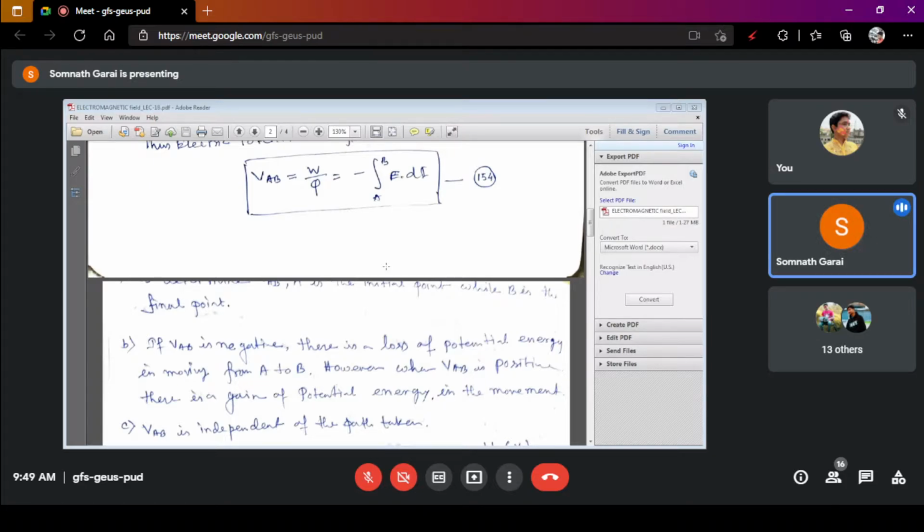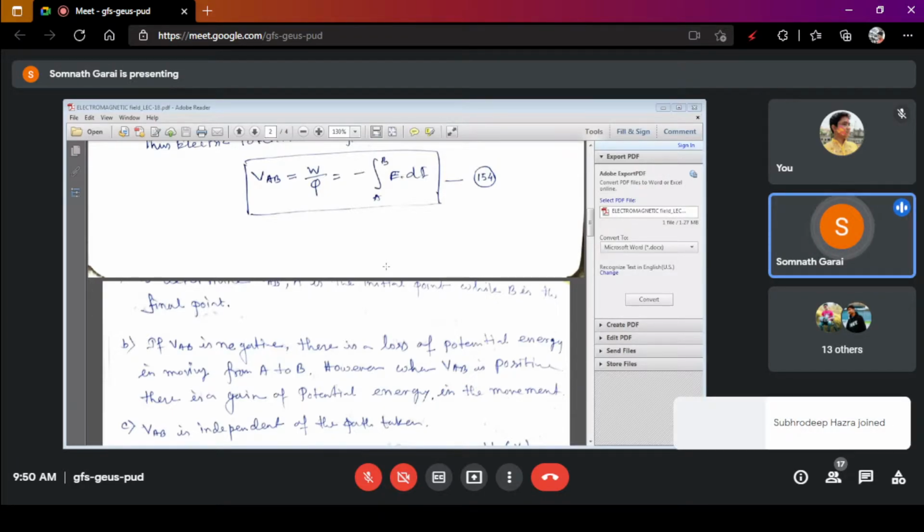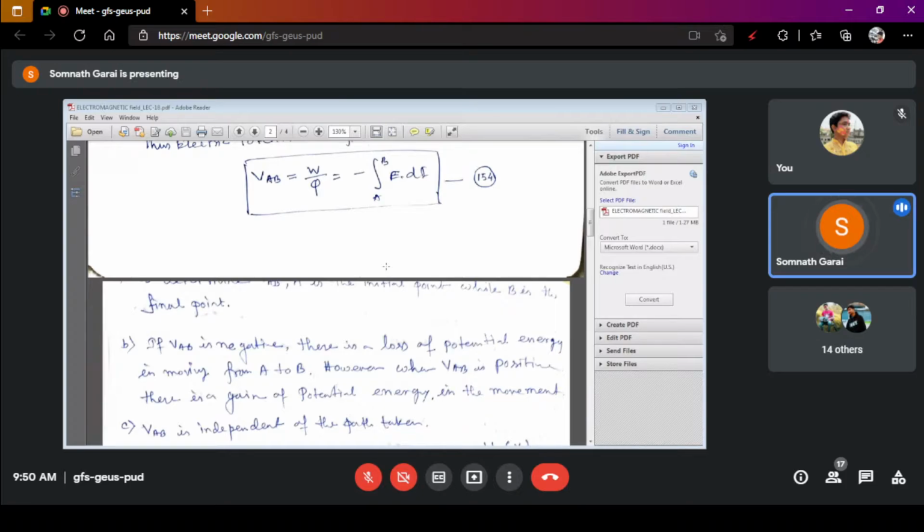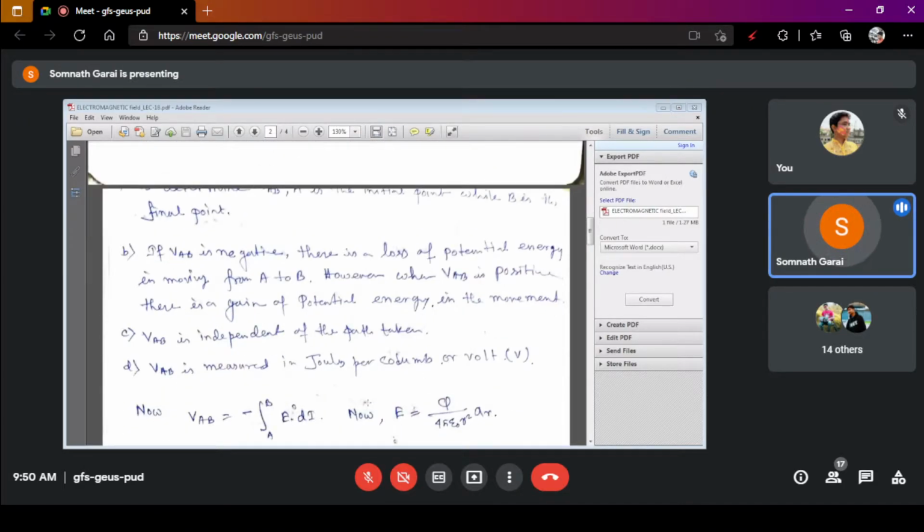Okay, and whenever the VAB value is generated in positive terms, that means there is a gain of potential energy when the point charge is moved from A to B. So a negative sign indicates there is a loss of potential energy if we move the point from one position to another, and a positive VAB represents a gain of potential energy in the movement from point A to point B.